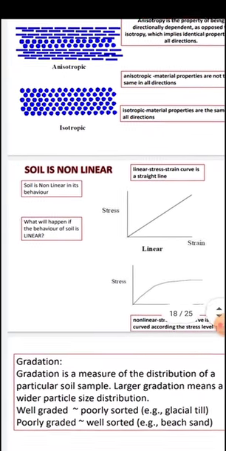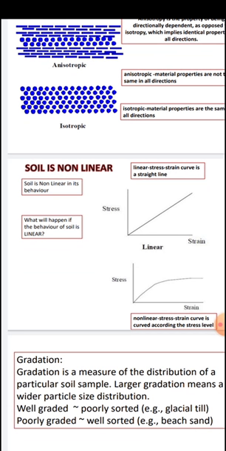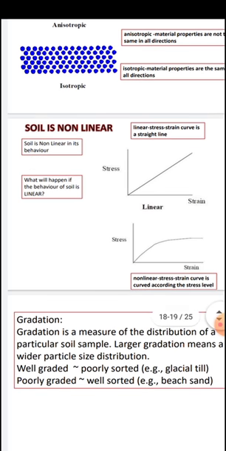Similarly, we have a non-linear behavior of soil. What is linear and non-linear behavior? It is the relationship between stress and strain. If we have a directly proportional relationship, it will give us a linear behavior. And if we have a curve, a parabolic curve, it will be declared as a non-linear stress strain curve. So in our case, the soil has a varied behavior of stress and strain, giving us a non-linear relationship.